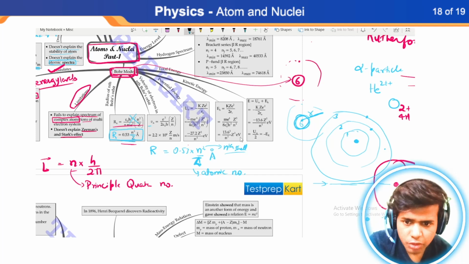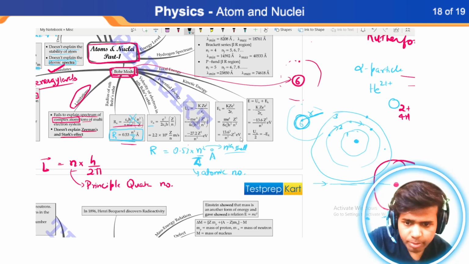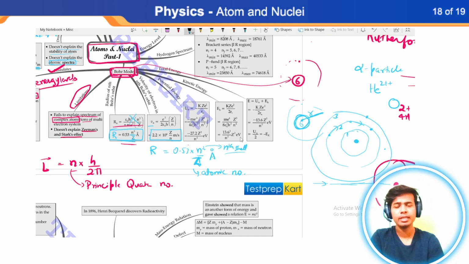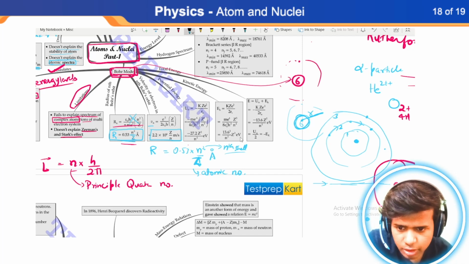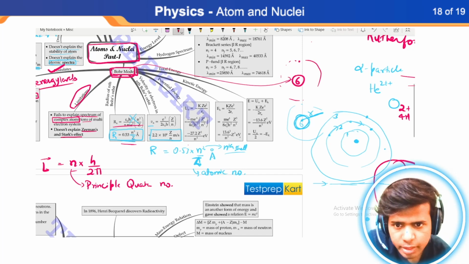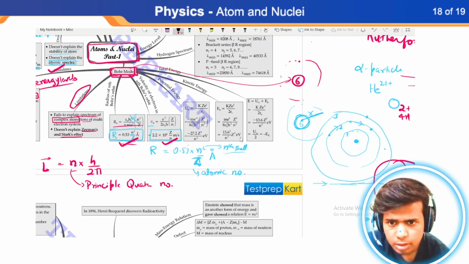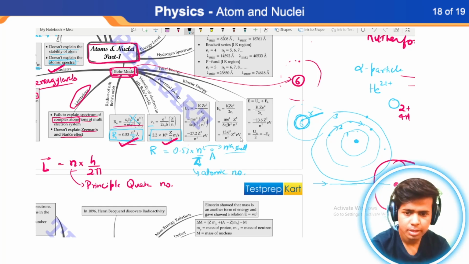Then the velocity of the electron inside the shell, with what velocity it should rotate, is given by this formula: 2.2 into 10 to the power 6 meter per second into z by n. Again, z is the atomic number and n is the nth shell. You have to remember this one. Whatever I'm marking over here, you have to remember very, very religiously, because questions are solved in just a second if you have them in mind.